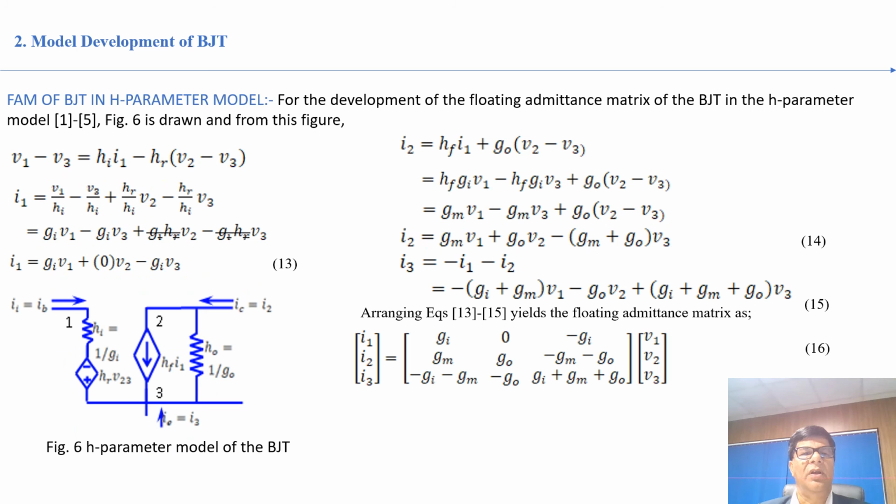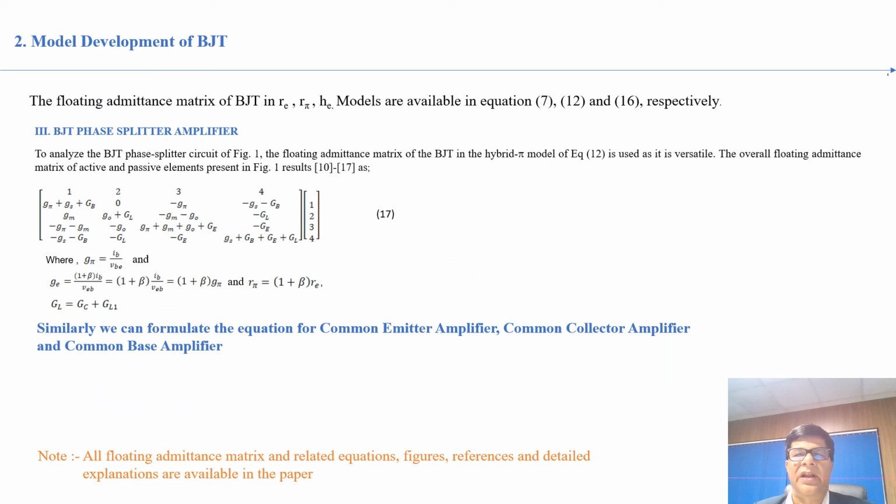Next, the floating admittance matrix of the BJT in the S parameter model. Here we can see I1, I2 and I3 as equations 13, 14 and 15, and arranging equations 13 to 15 yields the floating admittance matrix as equation 16. Next, the floating admittance matrices of the BJT in the RE, R pi and hybrid models are available in equations 7, 12 and 16 respectively. Now we can develop the BJT phase splitter amplifier equations.